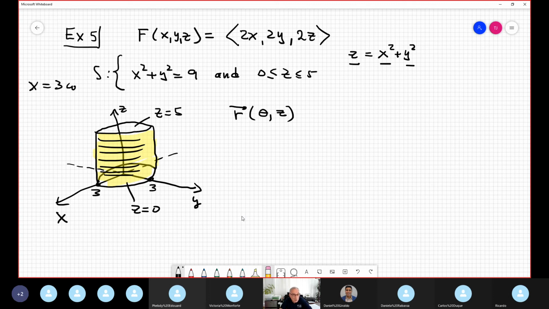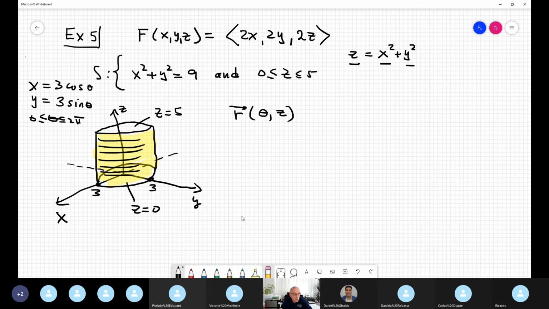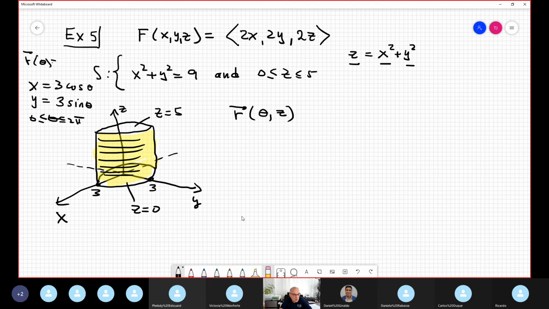And y is 3 sine theta, and theta varies from 0 to pi. This is the parametrization of a curve, not a surface, a curve. This is r in t or in theta. Normally we call it t in 2D, but remember, in parametrization you can call the variable anything. So basically it's a vector valued function, 3 cosine theta, 3 sine theta. And the domain is one line, theta varies from 0 to pi. But no, we have to do a parametric surface, so we need two parameters.